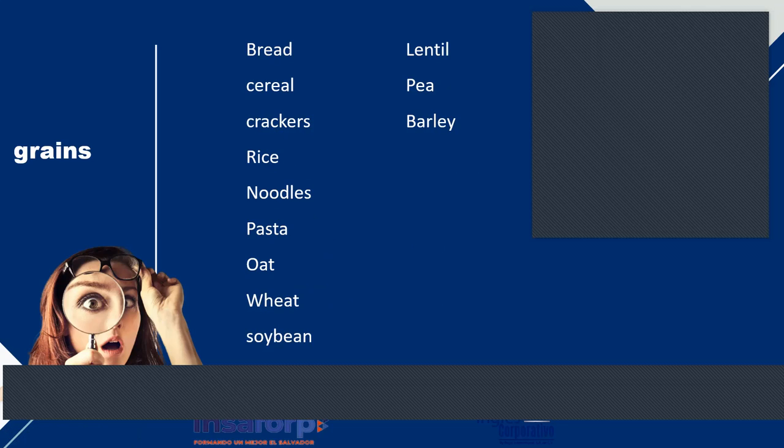So look at them. New vocabulary in this part. Crackers. Tostadas o galletas. Grains. Croquetas, crackers. Okay, crackers, muy bien. Croquetas o tostadas. And what's the meaning of wheat? How do you say in Spanish, barley? Barley, es cebada. Barley, okay. Cebada. Any other new word?